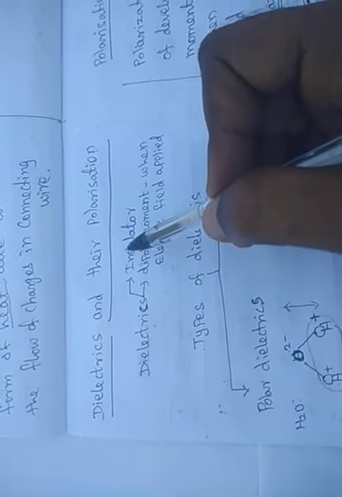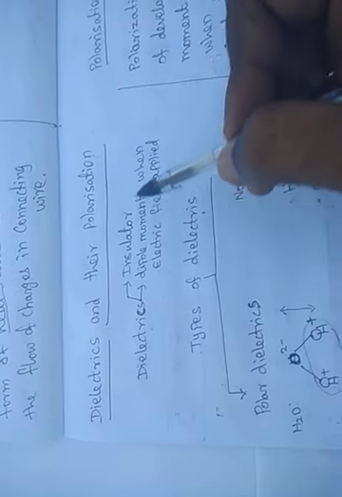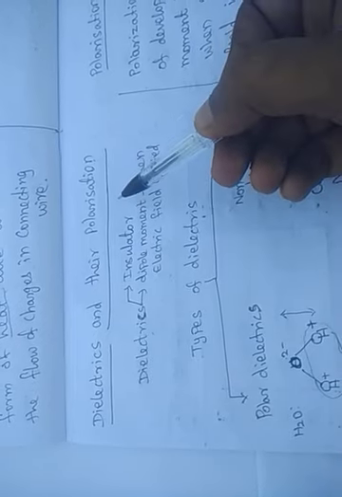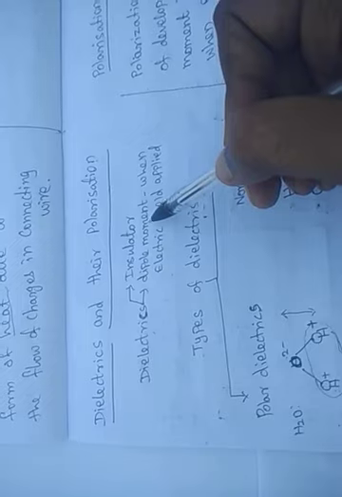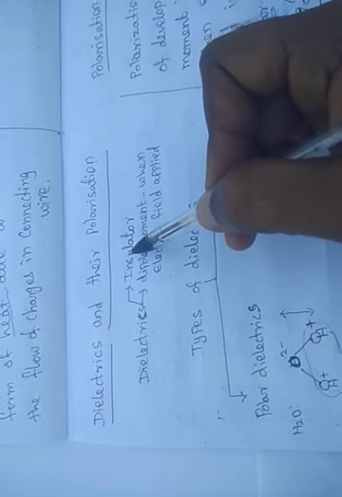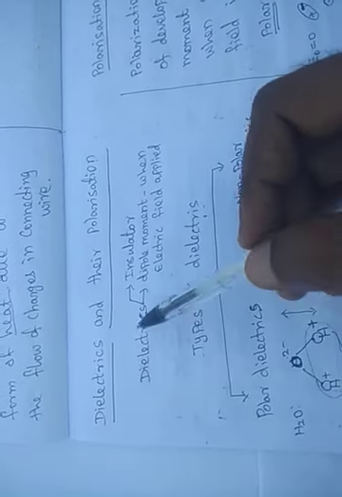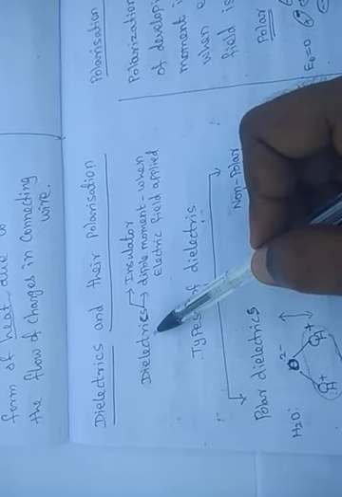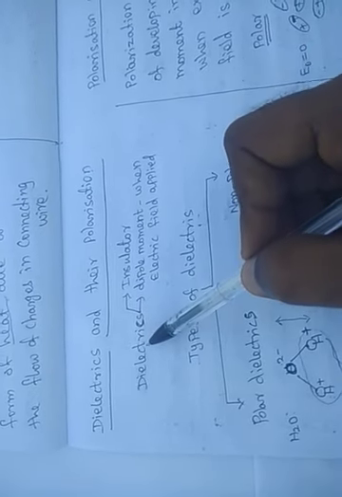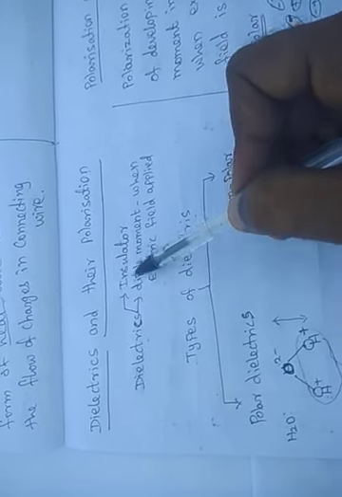That means in certain types of insulators, when the external electric field is applied, dipoles are created. Whenever dipoles are created, the material will possess a dipole moment. That type of insulator is called a dielectric. So we can differentiate them: all dielectrics are insulators, but not all insulators are dielectrics.